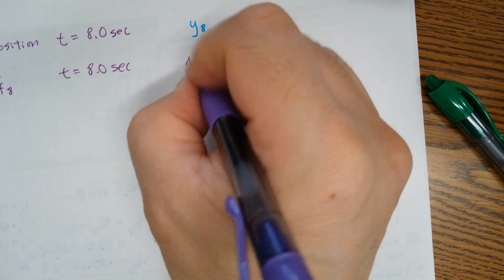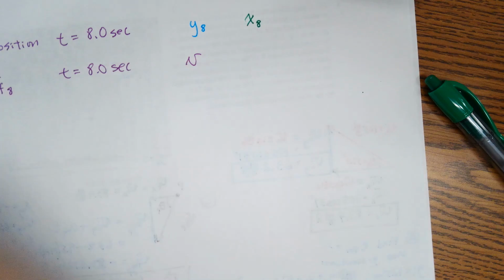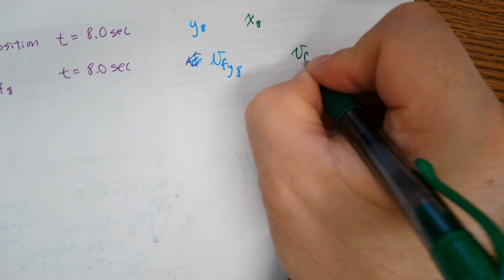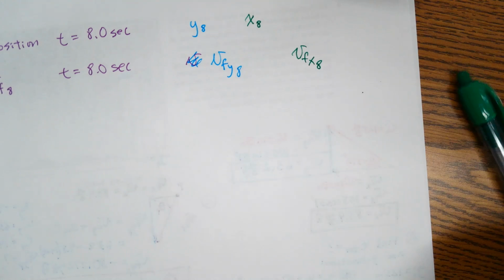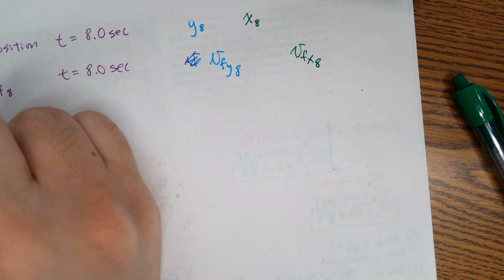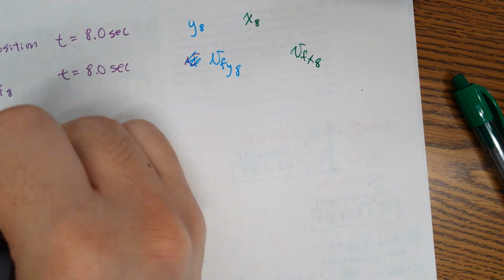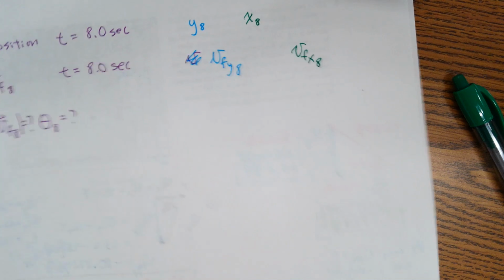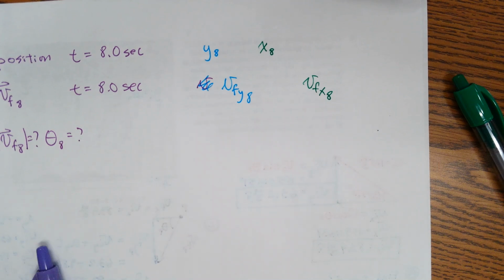So I wanted to find VFY at 8 seconds, and then VFX at 8 seconds. Then find the magnitude of your VF at 8 seconds and theta at 8 seconds. So basically, you're looking for the same thing that you did for point P, but you're just using 8 seconds instead of 14 point something.